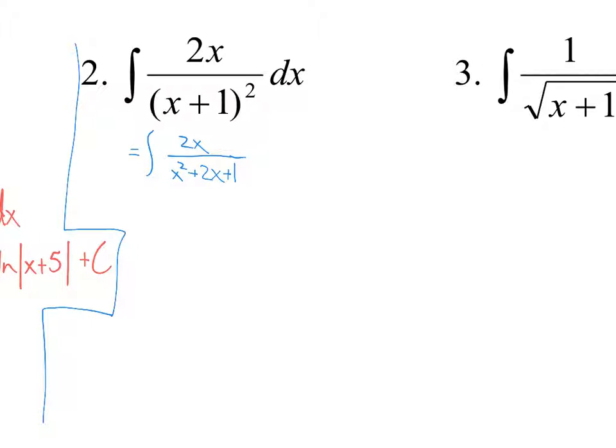So you're saying u would then be x squared plus 2x plus 1? You don't have to do long division for this one, because the bigger power's on the bottom, so we can't do long division. So this du is going to be 2x plus 2 dx. You can't really add a plus 2 in there, it doesn't really work that way.